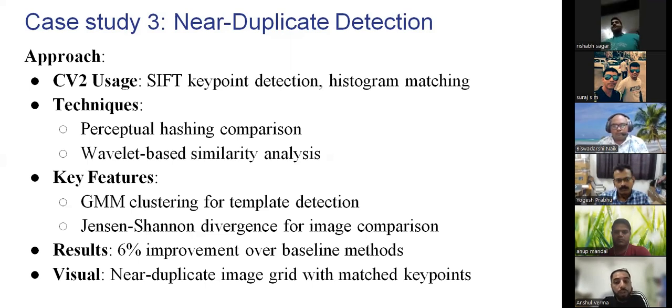In the visuals, the grid shown in the slide highlights the near duplicate image pair. Its matched key points are drawn to visually show the effectiveness of the detection mechanism.